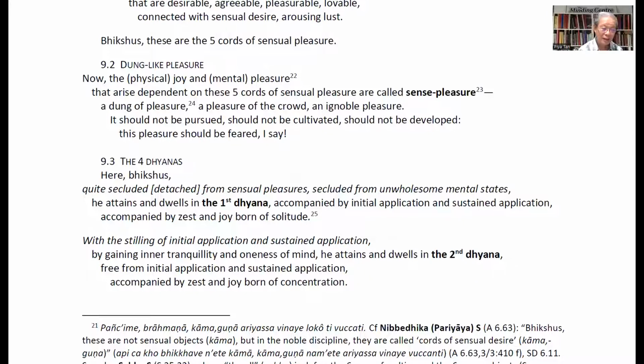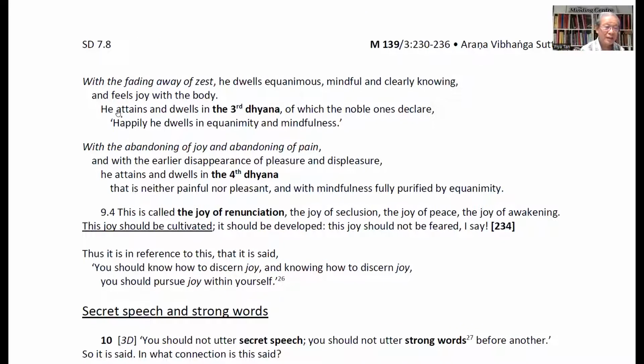Let's look at the next jhana further down. Again, you see the first line says, with the fading away of zest. So these are jhana factors. The next one to renounce, we renounce zest. Zest disappears by itself. Then he dwells equanimous, his mind is balanced, mindful and clearly knowing.